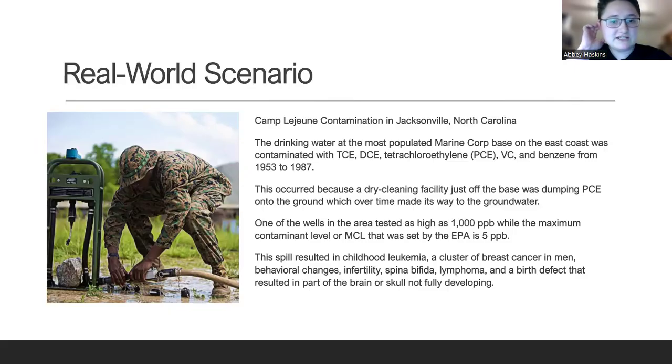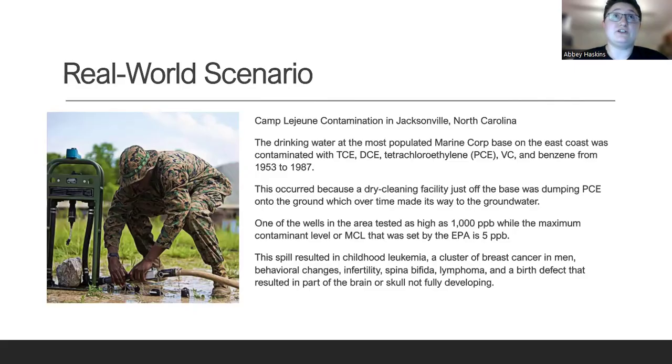And the spill resulted in many different side effects, some of them lethal, such as childhood leukemia. There was a cluster of breast cancer in men. There were neurobehavioral changes, infertility in women, spina bifida, lymphoma, and there was a specific birth defect that resulted in part of the brain or skull not fully developing in newborns.